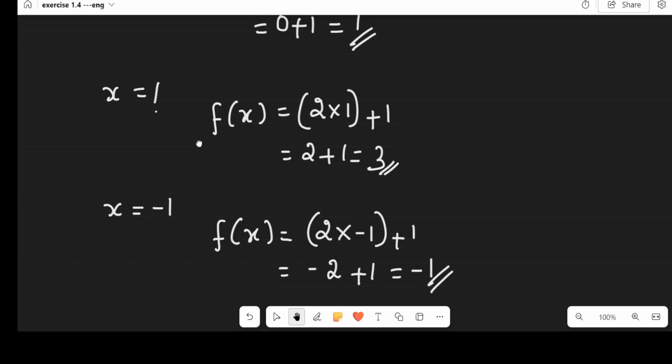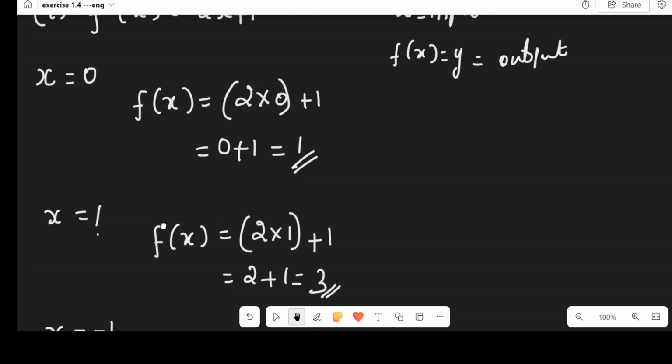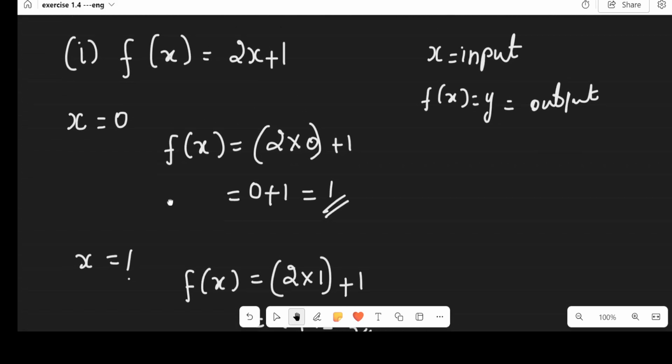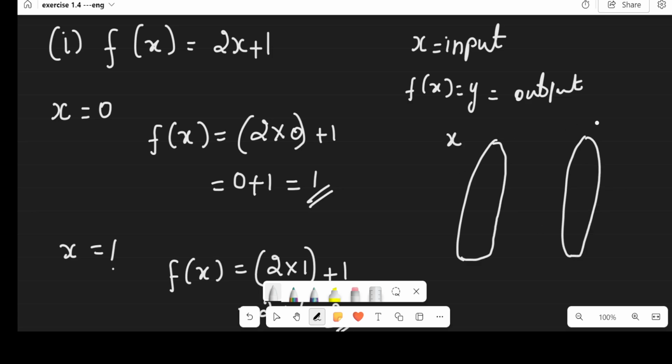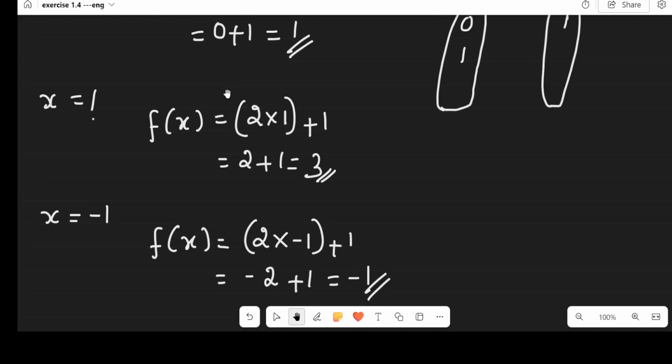So if we draw an arrow diagram with two sets, what will we get? Assume this is x, this is f of x. This is input, this is output. Here I am giving x as 0 and getting 1. And next I am giving 1 for x and getting 3 for output.